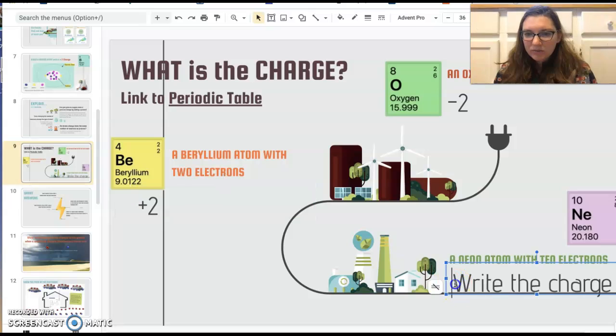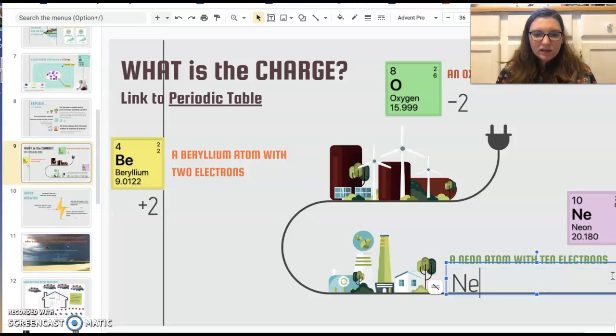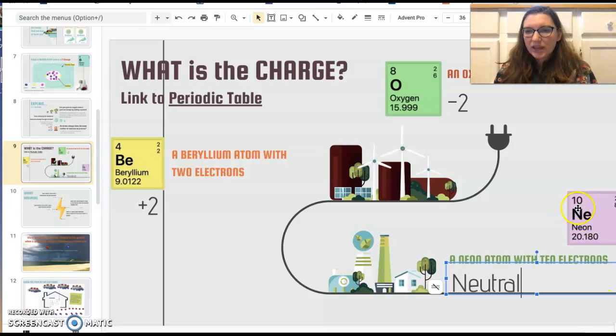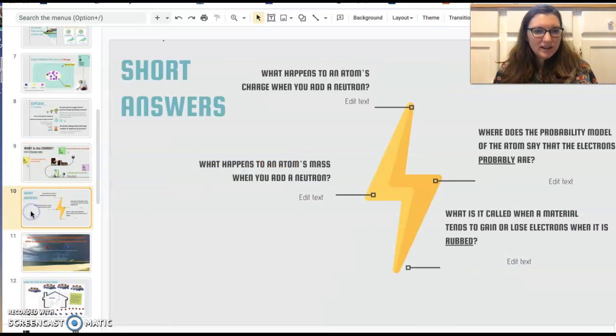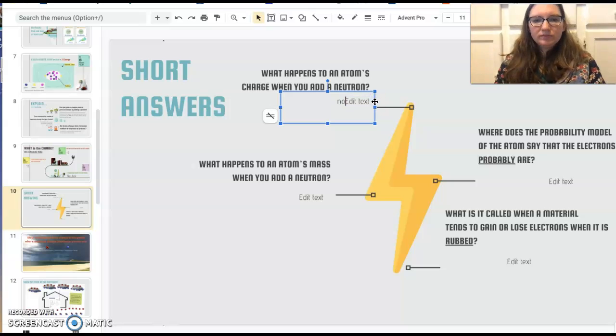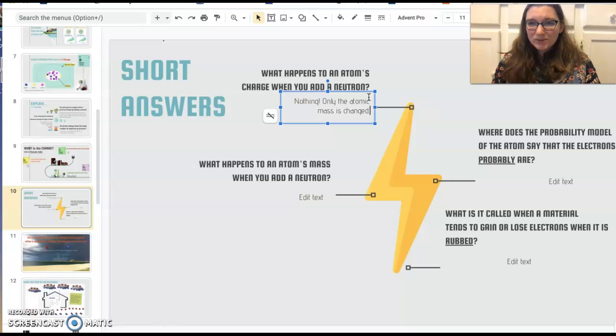A neon atom with 10 electrons is going to be neutral, right? Because we're looking at the number of electrons compared to the number of protons. All right, so what happens to an atom's charge when you add a neutron? Nothing. Only the atomic mass is changed. Because neutrons have weight, but their charges are balanced.